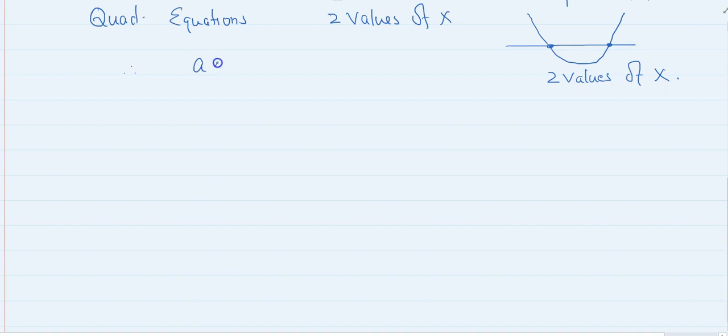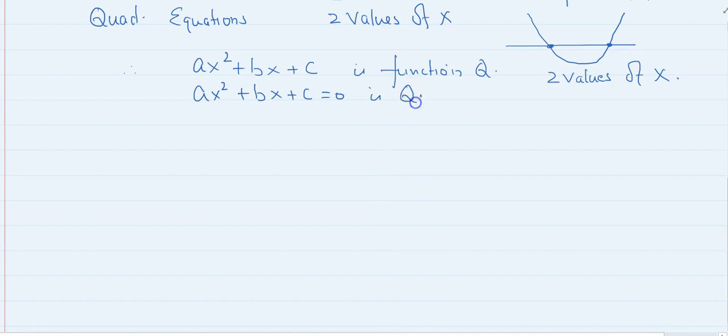Let me remind you, if ax square plus bx plus c is a quadratic function, then ax square plus bx plus c is equal to 0 is a quadratic equation.